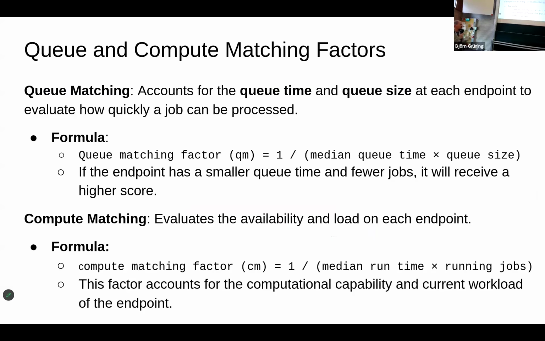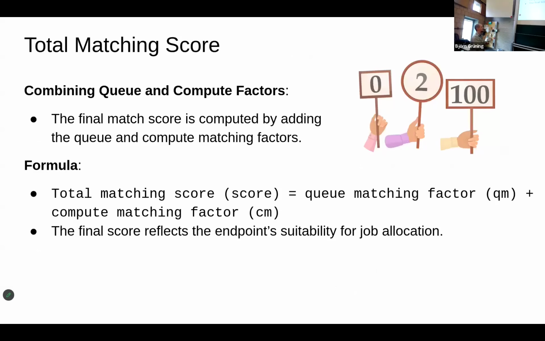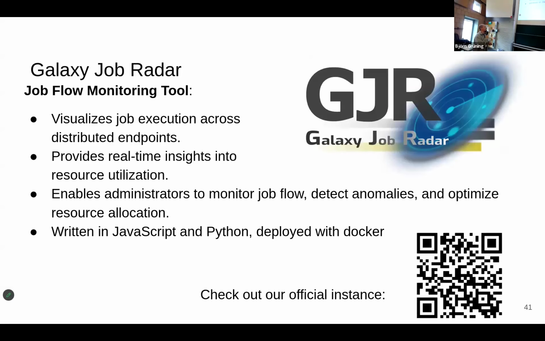This is the formula of this matching score. It considers the median queue time and the queue size across a small window. And it also considers the median runtime and the amount of running jobs in the same window. So it's accounting for queue size and current workload of the destination. It puts these things together, just adds them up, and then gives more or less a ranking based on that.